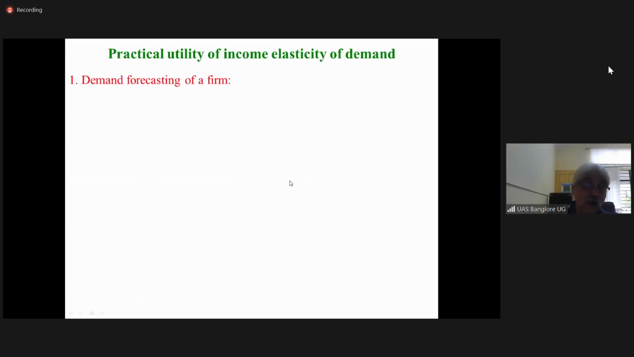Demand forecasting of a firm. To take up production planning, they want to know what could be the demand next year, what could be the demand in another 5 years, what could be the demand in the next 10 years, because I want to invest a lot of money in the business. So demand forecasting is very important.